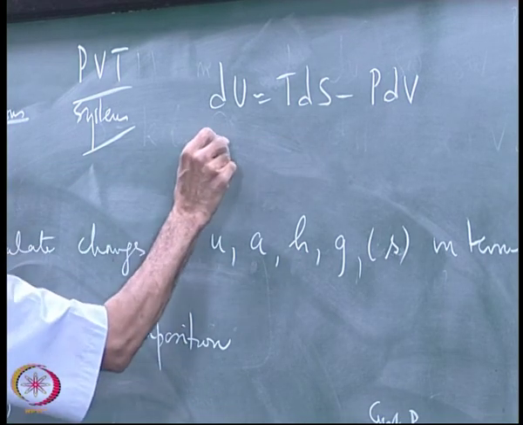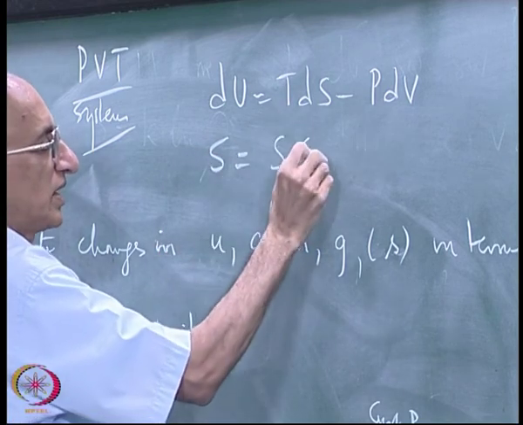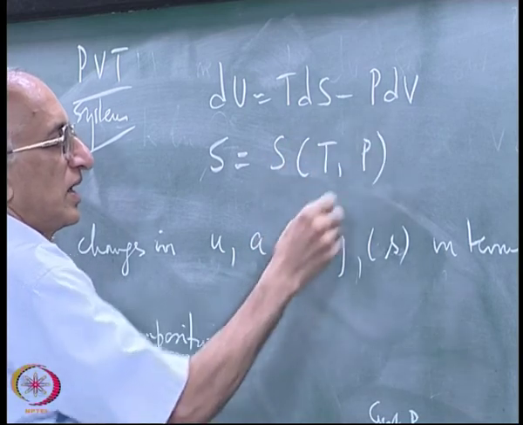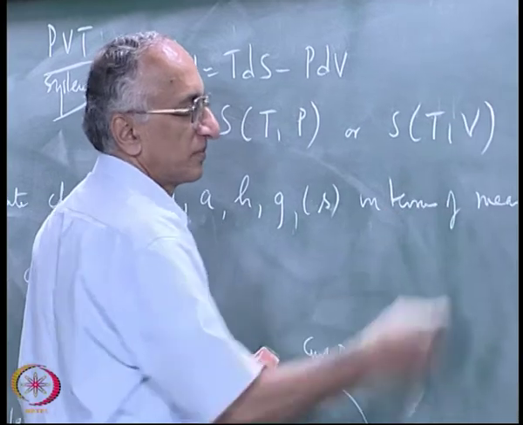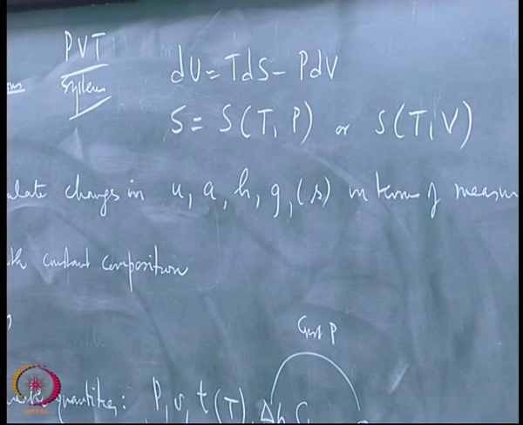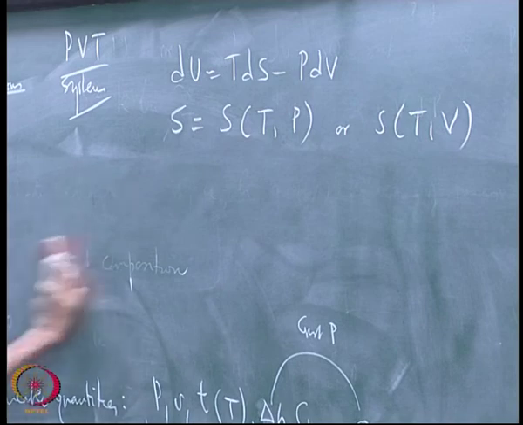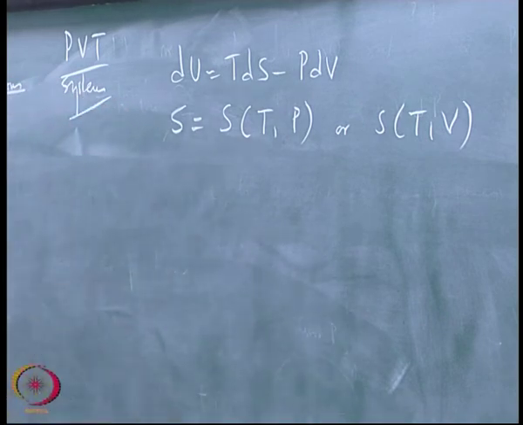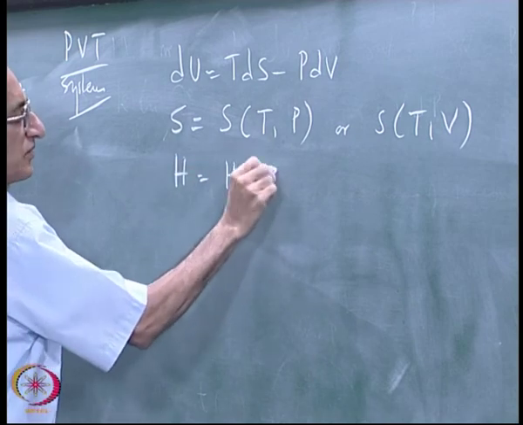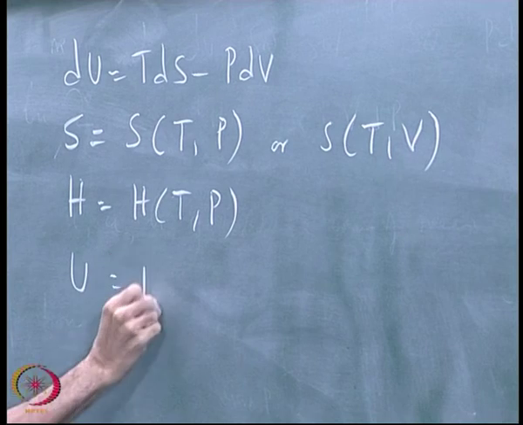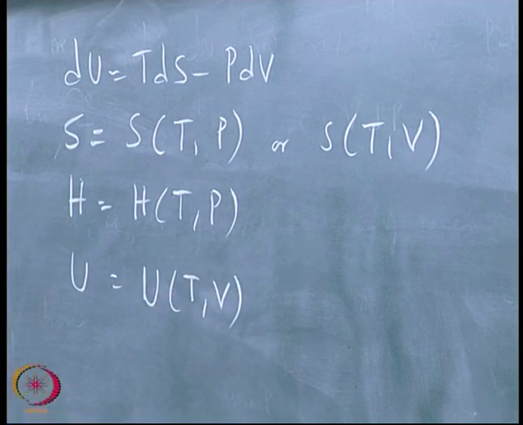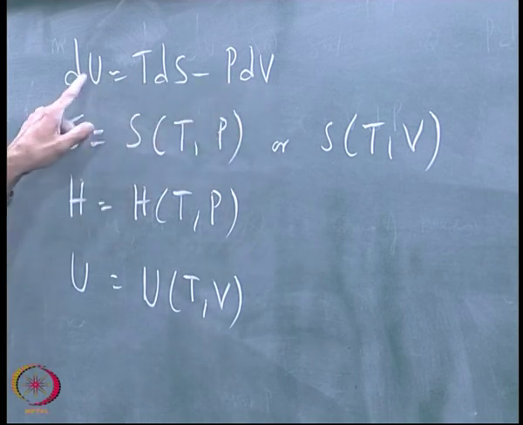So I have to express dS, where S is a function of T and P, or S is a function of T and V. You can choose either. It is simply a matter of what information you need in order to calculate these changes. Normally it is convenient to choose H as a function of T and P and U as a function of T and V. Actually, U is said to be a natural function of S and V, the way the equation occurs here. So Gibbs's equation of state will simply be U as a function of S and V.